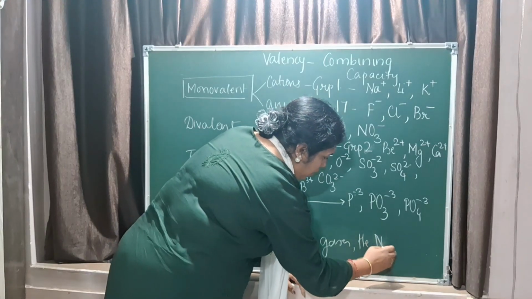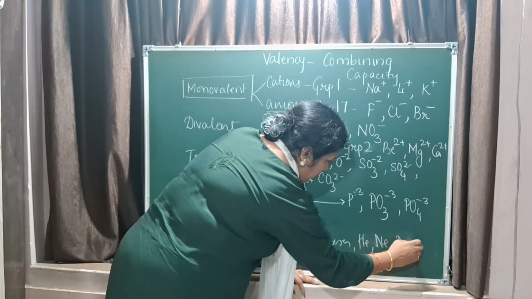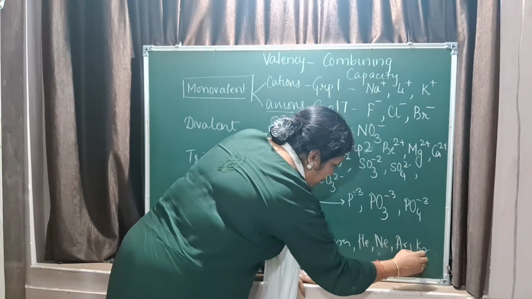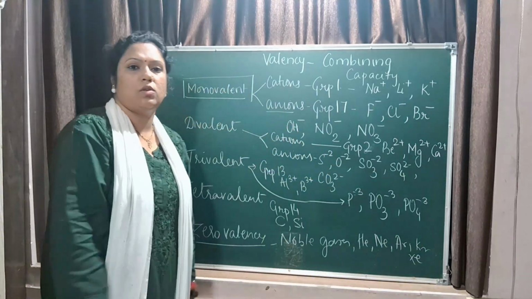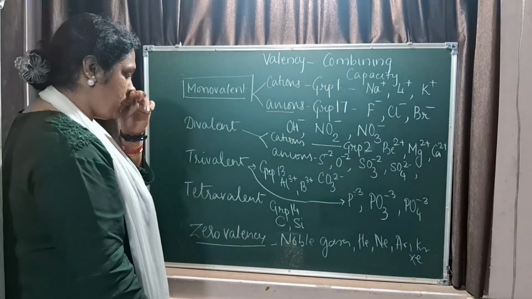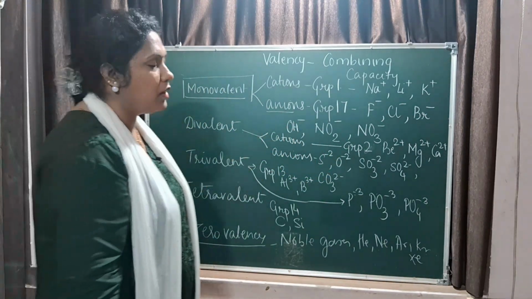Helium, neon, argon, krypton, xenon, these are all zero valency elements. Is this clear? Any doubt?